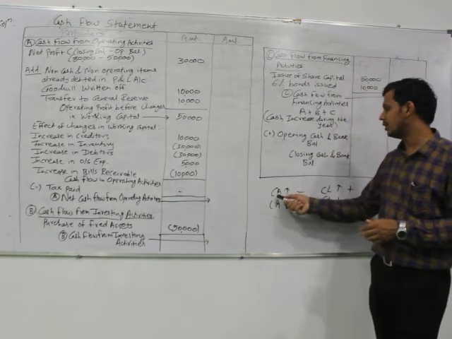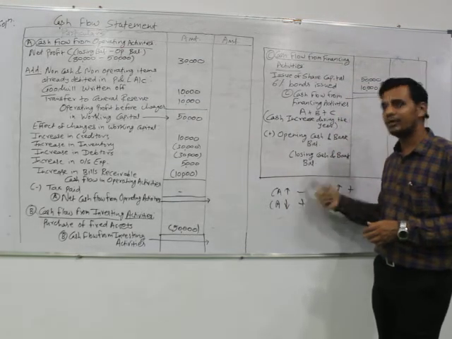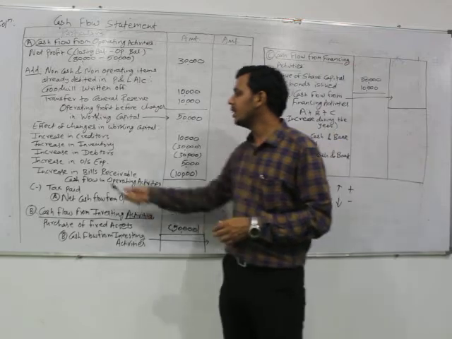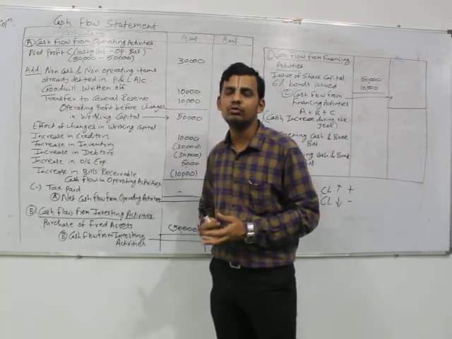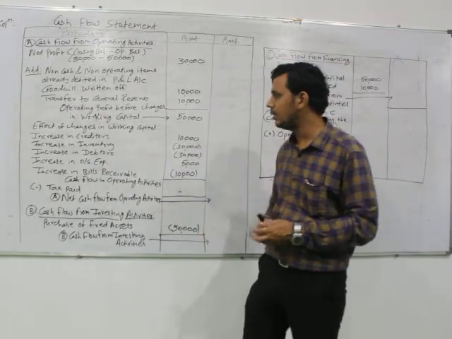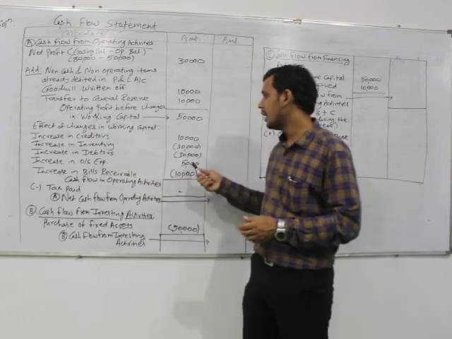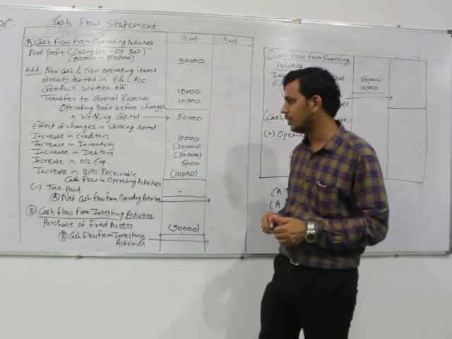For increase of rupees 30,000, hence for increase we have to deduct it. Then there is an increase in outstanding expenses. Outstanding expenses is a current liability. It has increased. Therefore, we have to add it up by rupees 5,000.